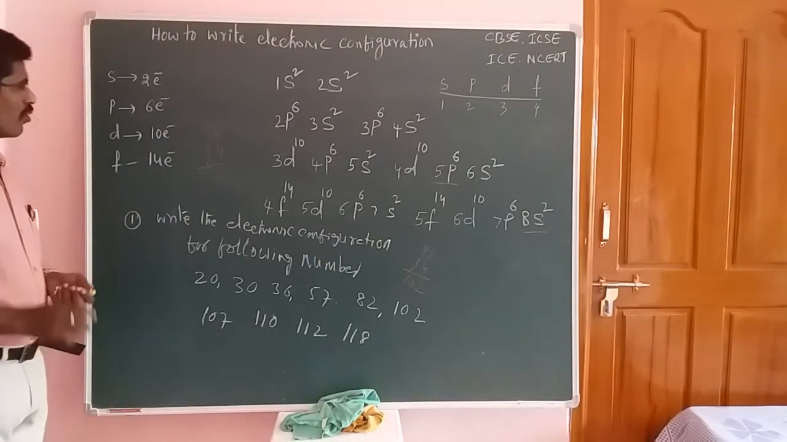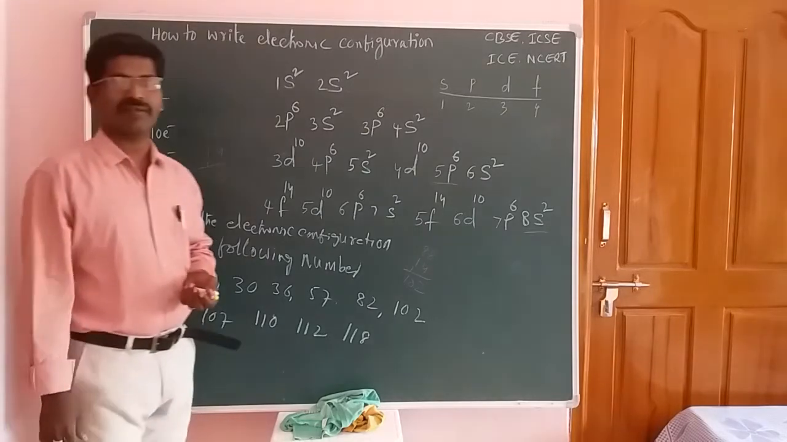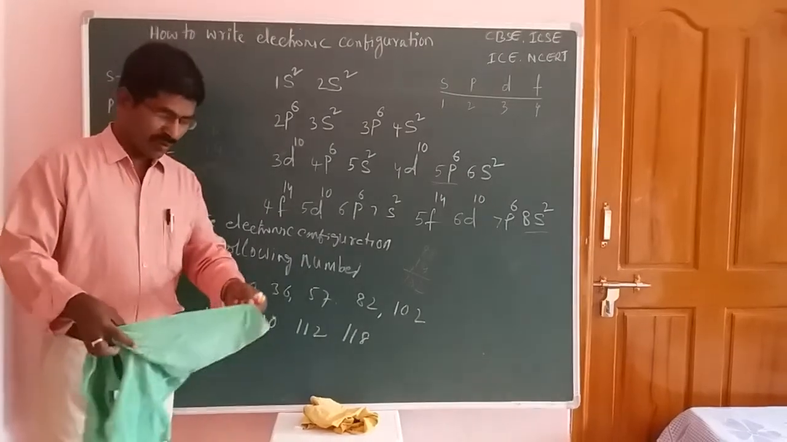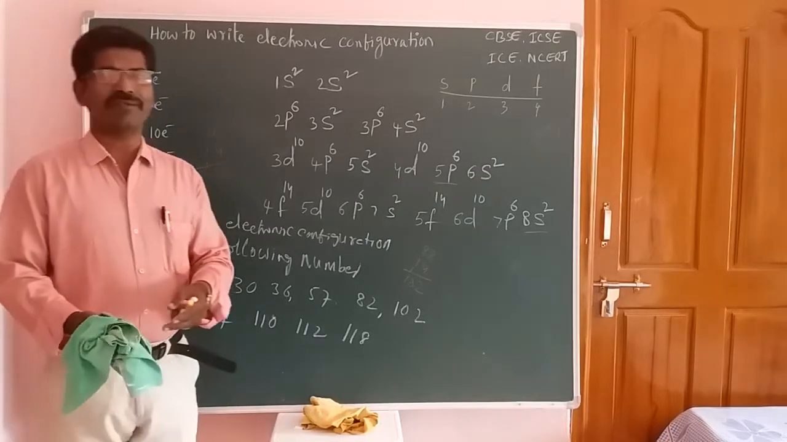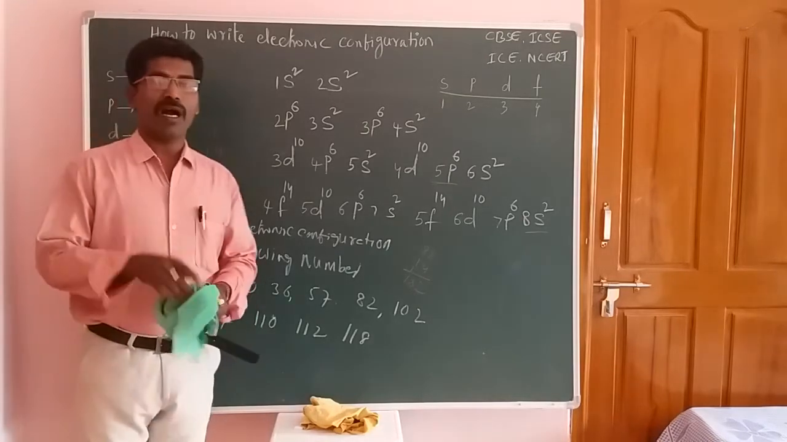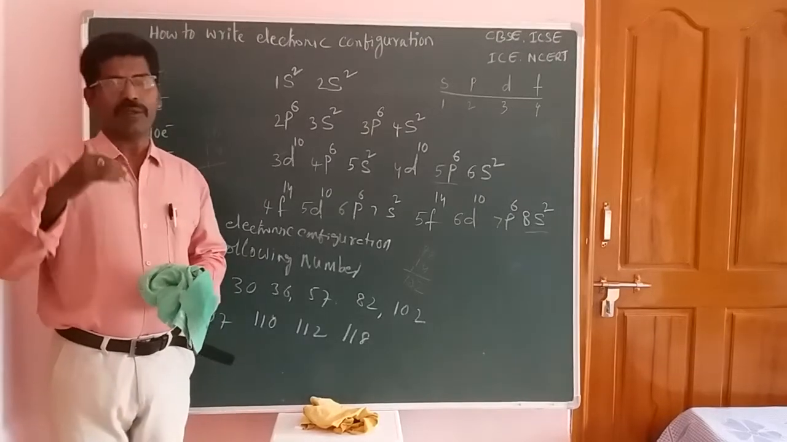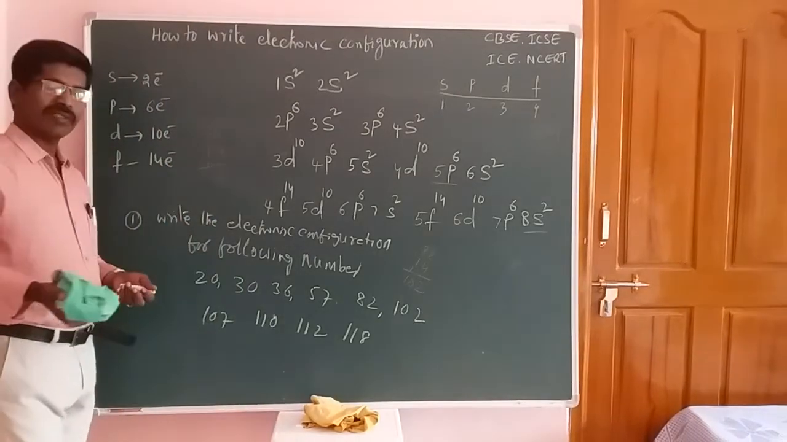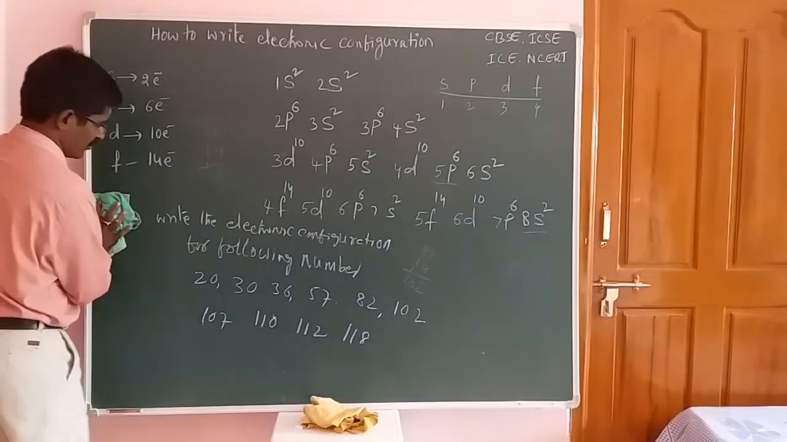I hope it is better for you to learn the easy method to write the electronic configuration. Okay, students. Clear? And the next concept is how to find the period, group, and block for unknown elements, friends. That is also an easy method using these principles. Okay, students. I will continue in the next class.